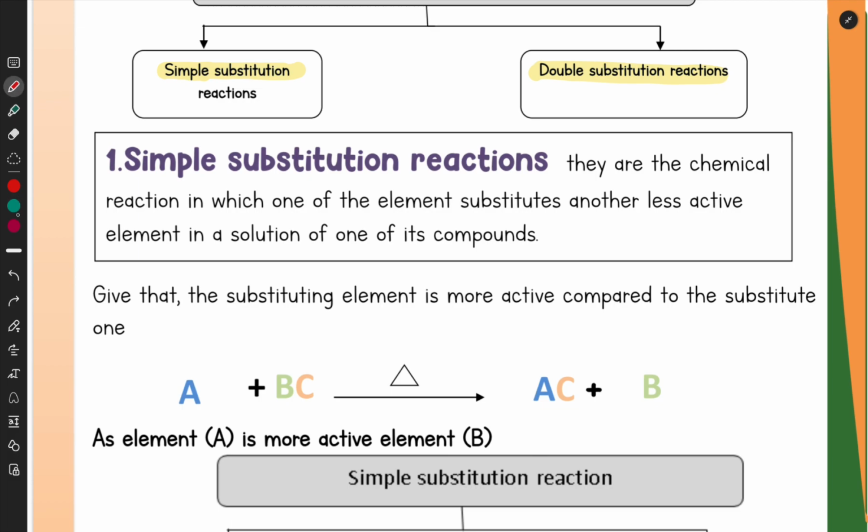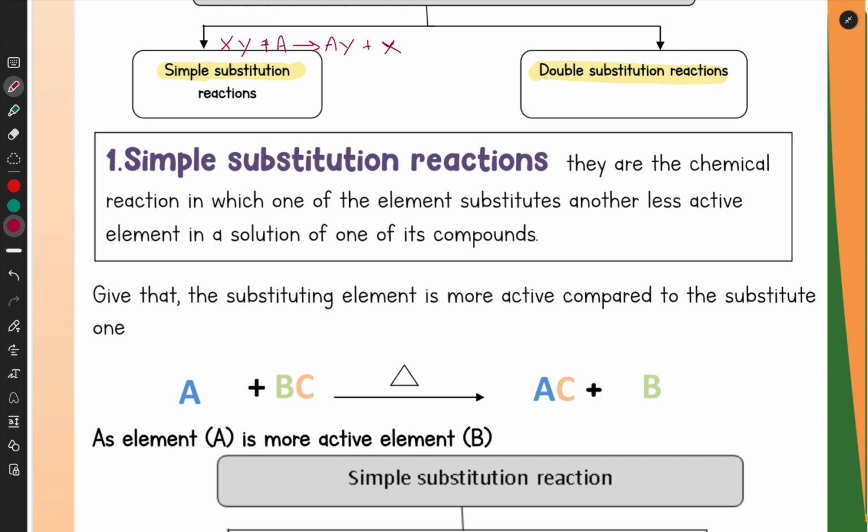The difference between them is, in a simple substitution reaction, if we have XY, as we said before, plus A, then A will substitute X, so they will produce AY plus X. Okay, this is simple substitution reaction. What about double substitution reaction? Double substitution reaction means double substituting in the same way.